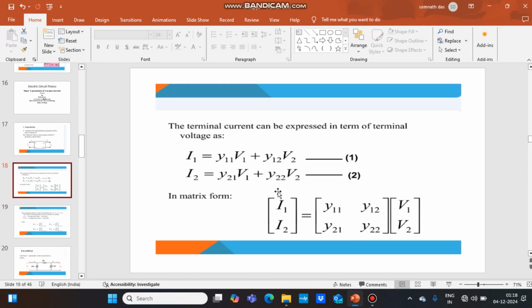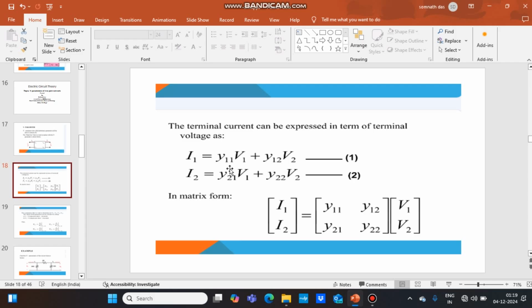Equation 1 and equation 2 can be represented in matrix form. So in matrix form, current matrix equal to admittance matrix into voltage matrix. The current matrix represents input port current I1 and output port current I2. The admittance matrix represents 4 admittance parameters: Y11, Y12, Y21, Y22. And the voltage matrix represents the input port voltage V1 and output port voltage V2. Equation 1 and equation 2 are needed when you go for calculating the values of Y11, Y12, Y21, Y22.